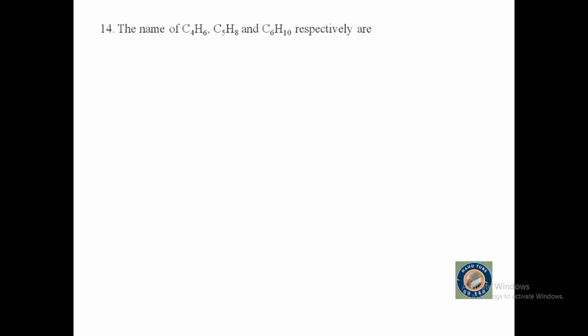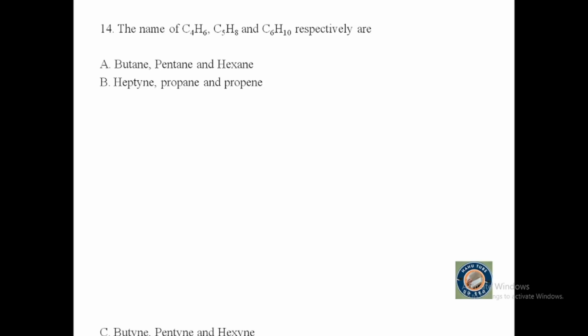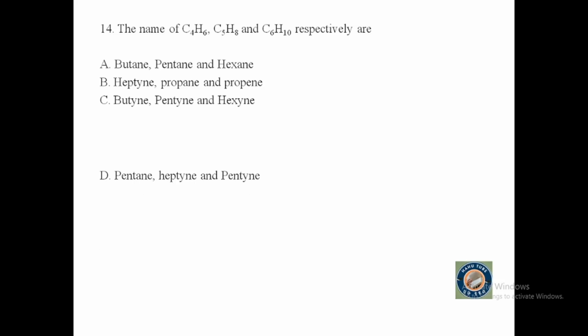Question number 14. The names of C4H6, C5H8 and C6H10 respectively are: A. Butane, pentane and hexane. B. Heptane, propane and propene. C. Butane, pentane and hexane. D. Pentane, heptane and pentane.